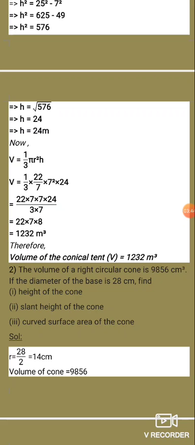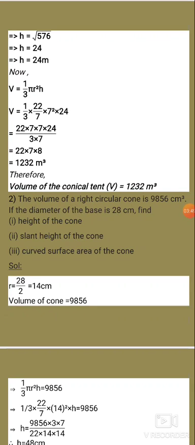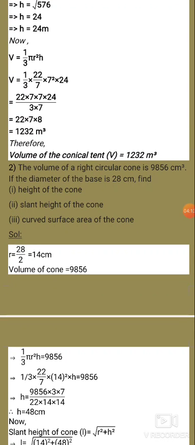Now volume is given, 9856. So what is the equation of volume? Yes, 1 by 3 pi r square h is 9856. Now 1 by 3 into pi value, 22 by 7 into radius, what? 14 square into h is equal to 9856. So h is equal to, cross multiply, 9856 into 3 into 7 by 22 into 14 into 14. Now you can cancel that 7 and 14, then using 2 you can cancel. At last what we get? The height h is equal to 48 centimeter.